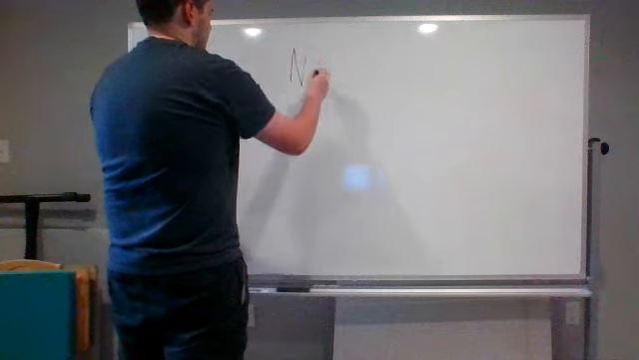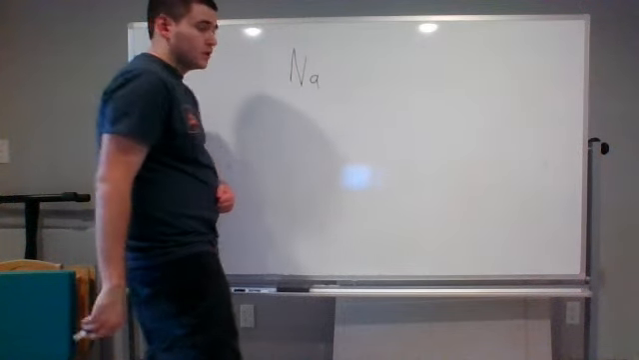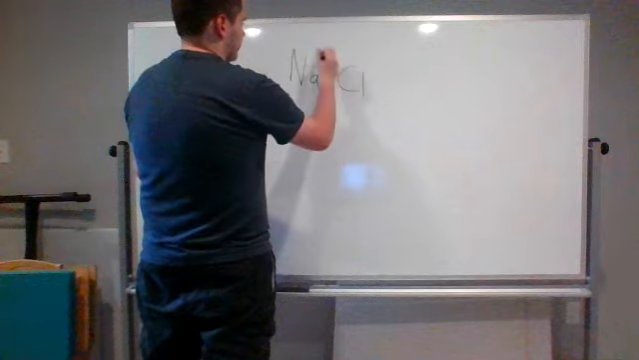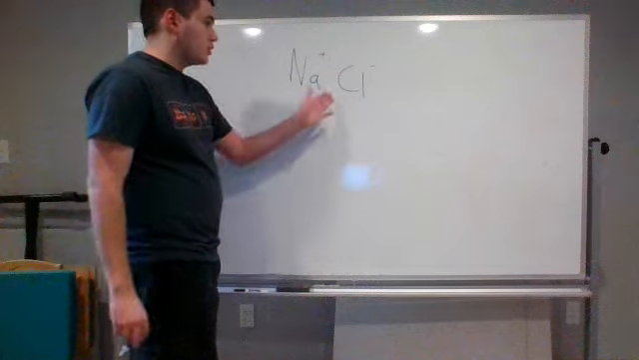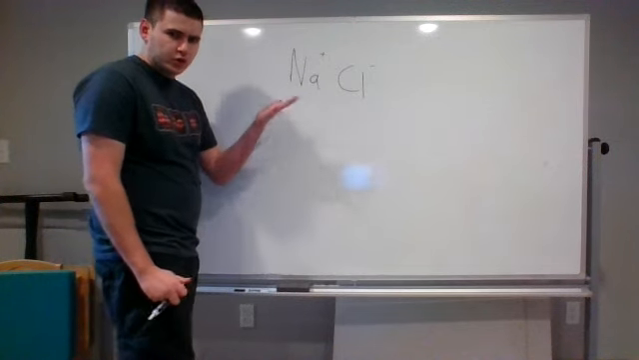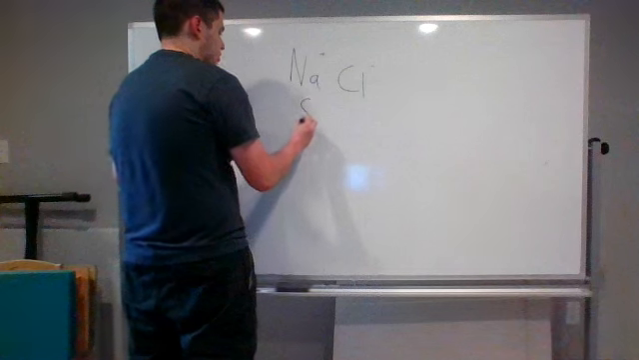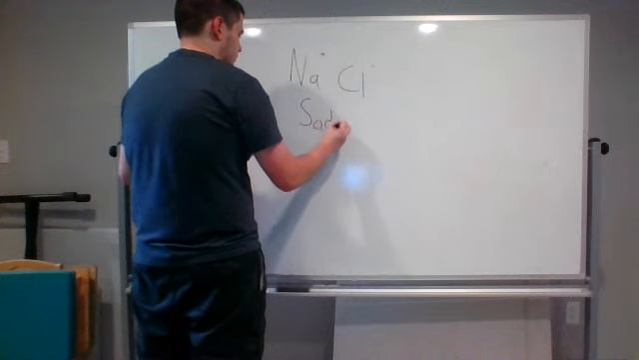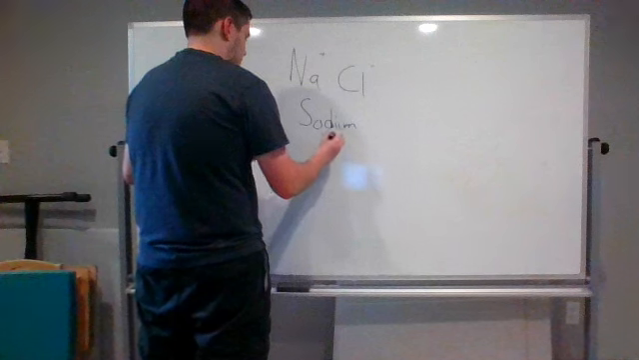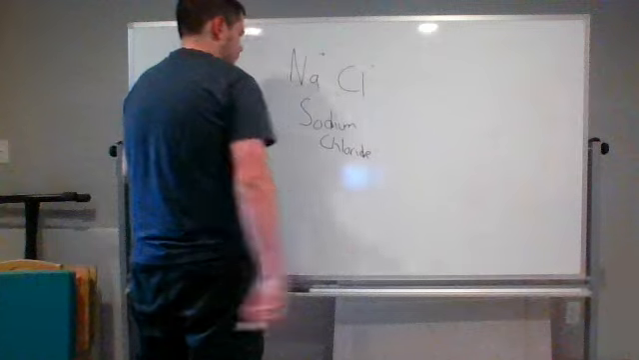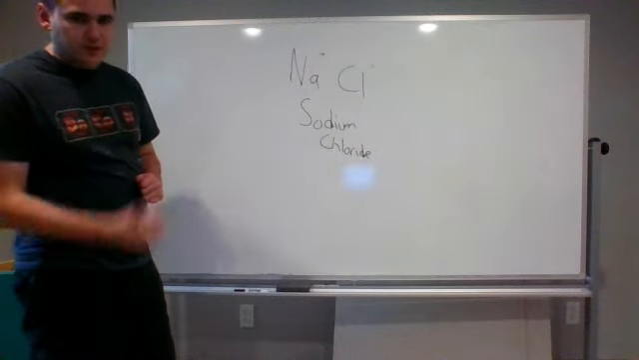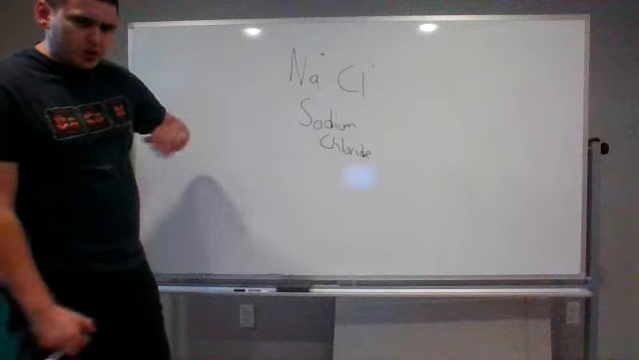Binary ionic compounds are simply one element and another. Write out the charges: sodium has a +1, chlorine has a -1. This is table salt, sodium chloride. Why is it called sodium chloride?